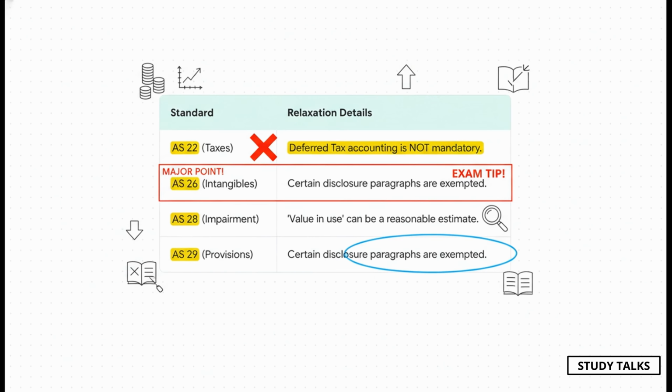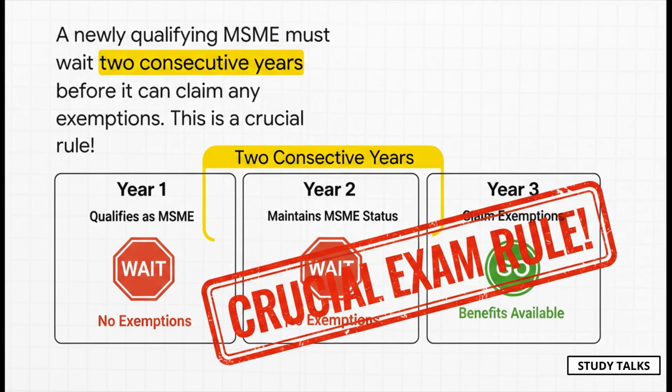Then, for AS 28, even if you do have to apply it, you can calculate the value in use based on a reasonable estimate, which saves you from those painful present value calculations. And just like we saw before, for AS 26 and 29, you get to skip some of the more detailed disclosure paragraphs. And here we are, back to our very first question. This is it, the big one, the exam trap that costs so many students precious marks.